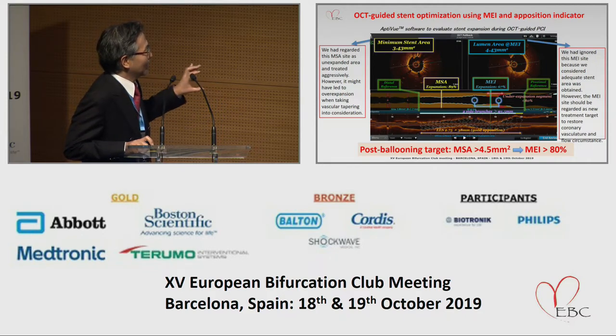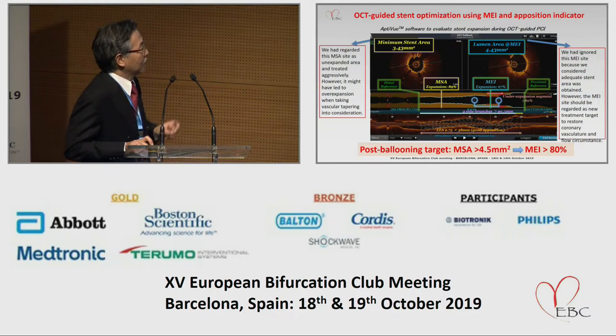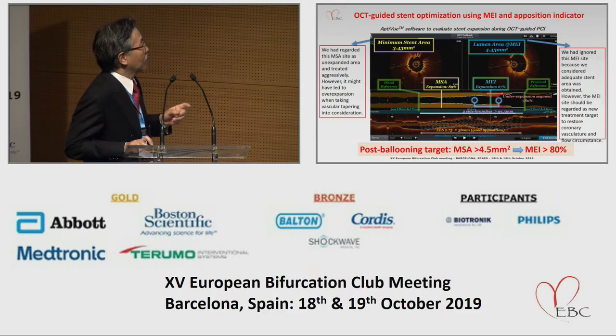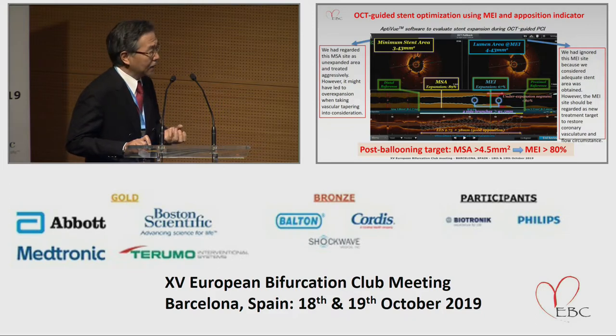This is not the target for the post-balloon dilation. Previously, we regarded this side. However, the new target is the minimum expansion index area, indicated by the red zone. Expansion is 67%. Lumen area is almost satisfactory for the MSA criteria, 4.4 square millimeters. So we should dilate this side more, with a larger balloon on this side. So the post-balloon target changes from the MSA side to the MEI side.